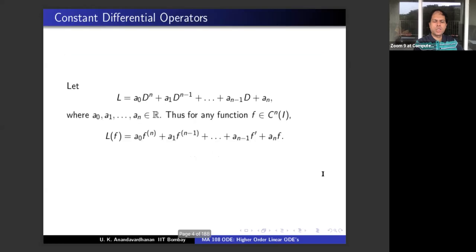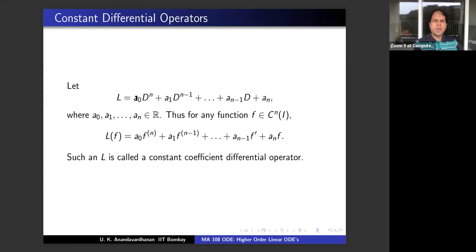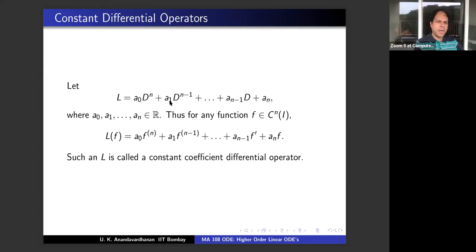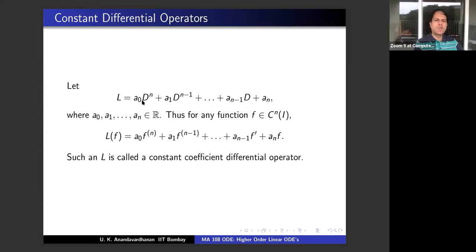If this is your starting equation, maybe I can take constant coefficient. So assume that a naught is 1 and a1 etc. are there. What will you plug in order to solve? You will plug in e power mx, right? And when you plug in e power mx, what will happen here? Here you will get m power n, and here m power n minus 1. Next, you will get m power n minus 2. And here you will get m and here you will get nothing.